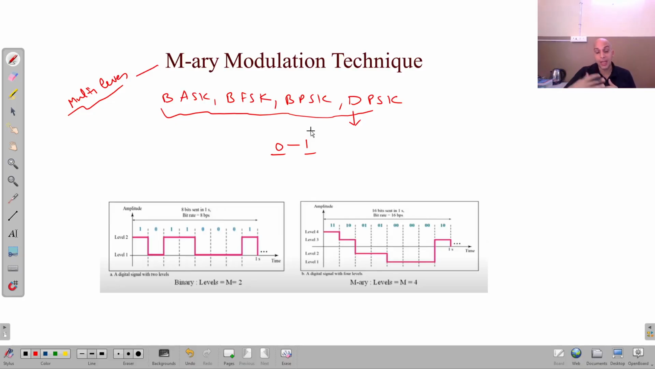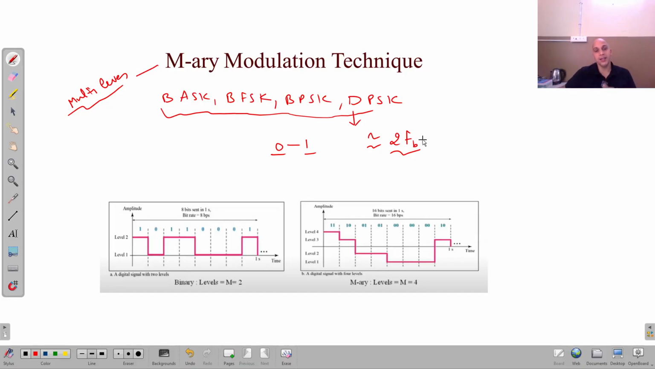For that we have to recall the bandwidth requirement for all these shift keying techniques. We have seen that in all these cases the bandwidth requirement is approximately 2 times the baseband frequency, or I can say the bandwidth requirement is high. So in order to reduce the bandwidth requirement and send more information in a small bandwidth, the M-ary modulation technique is used.